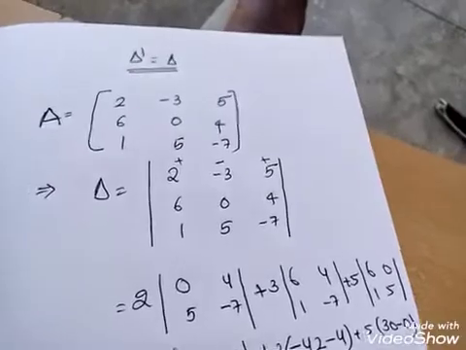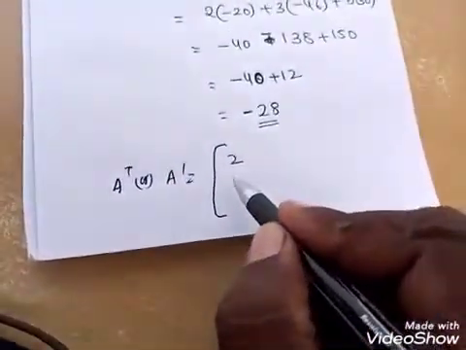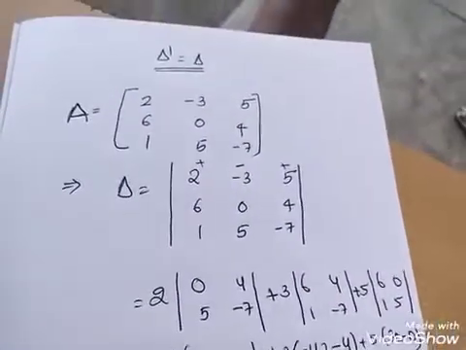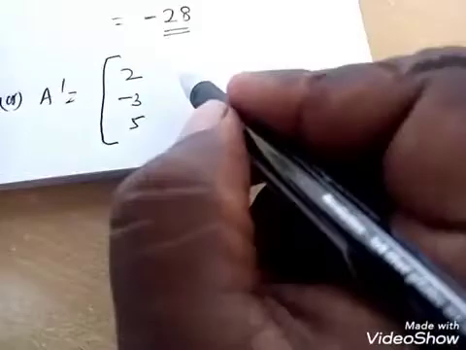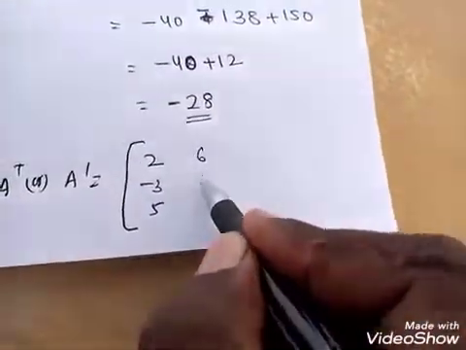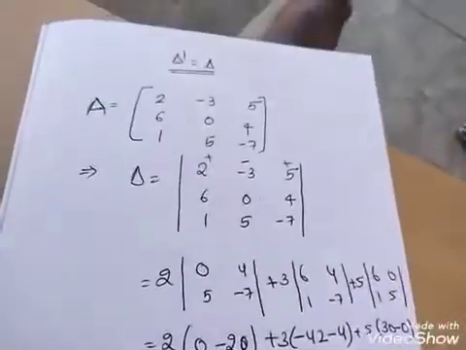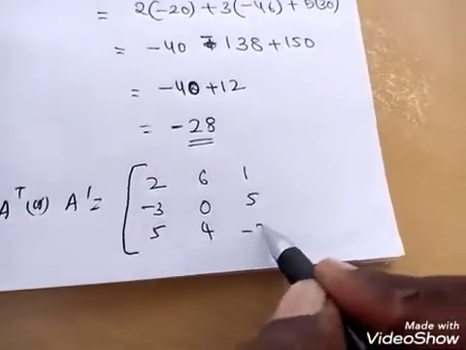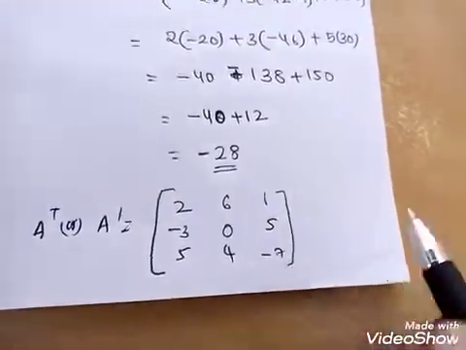What is the first row? 2 minus 3 5. What is the second row? 6 0 4. And the third row? 1 5 minus 7. This is the A dash matrix.